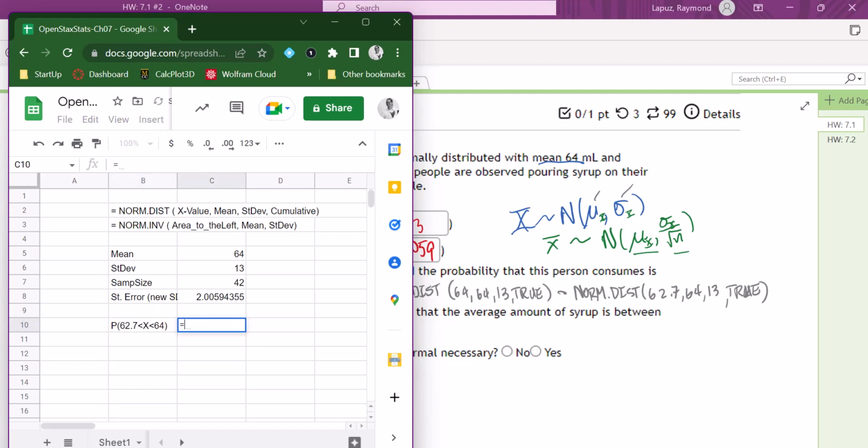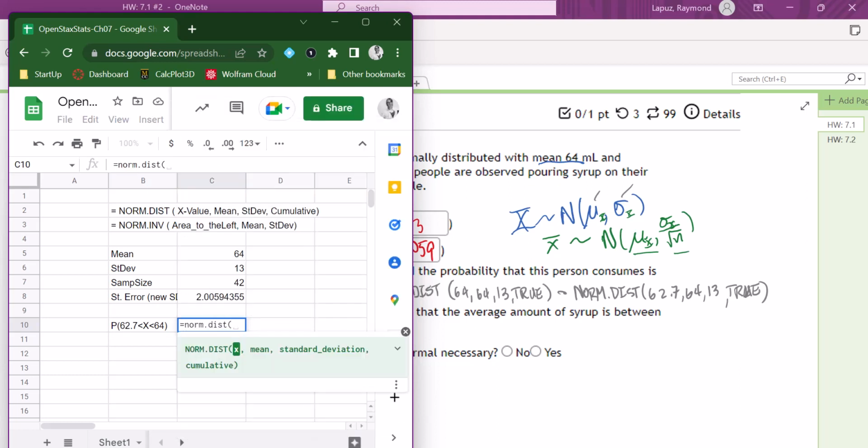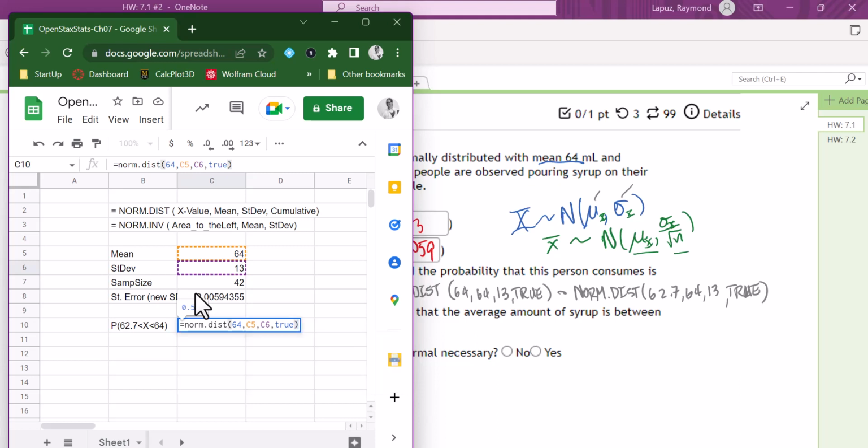And then that's going to be the norm.dist, and then we put in 64, and then our mean is 64. It's already here, so I'm just going to start clicking 64, comma, and our standard deviation is 13, comma, and then we want this to be true. And then notice if I stop here for a moment, the answer is 0.5, which is kind of like what we anticipated because this is the very middle.